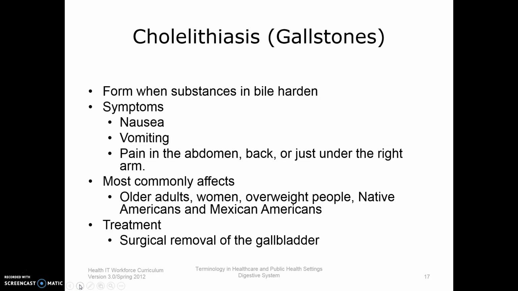The most common treatment is removal of the gallbladder. Fortunately, the gallbladder is an organ that you can live without. Bile has other ways to reach your small intestine.